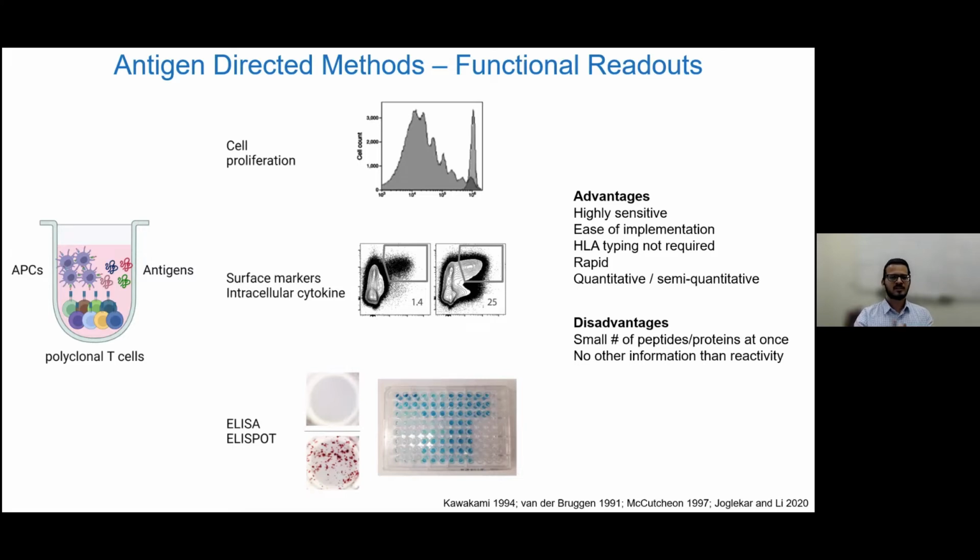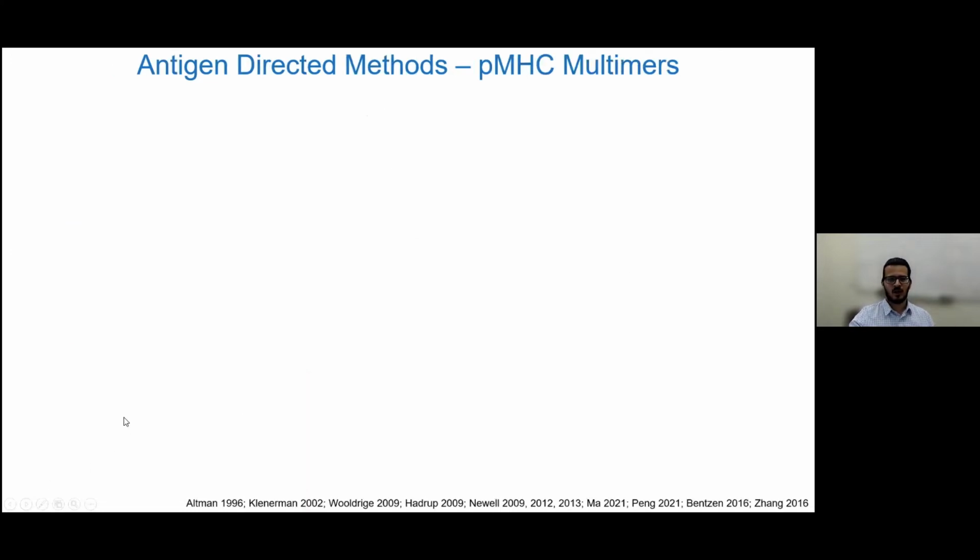However, their disadvantages are that because you're looking at stimulation, you can only use a small number of peptides or proteins at once. And other than getting a response or not, there's really no other information that you can glean from this. So the other set of antigen-directed methods address some of these challenges.